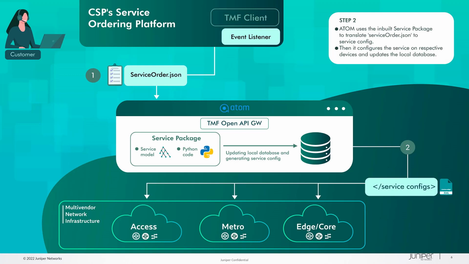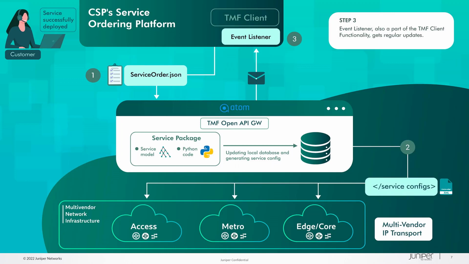The translated and extracted service level instructions and details are populated in the database as per the service YANG models, and underlying code then helps generate the service configs for the identified devices as per the regional point of presence, which can serve the local customer. Once the service is deployed on the respective network infra, Paragon Atom also sends out an event notification for the same, which can be used by the service ordering platform to inform the customer about the same.